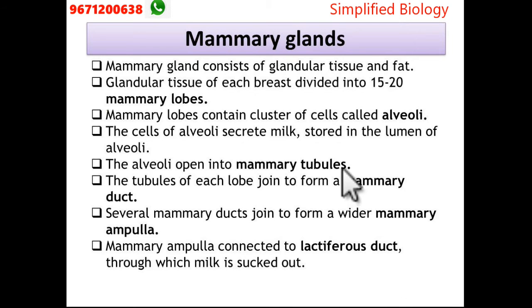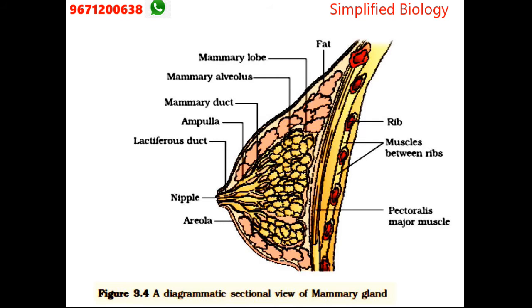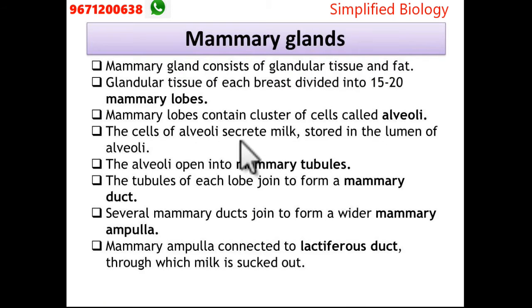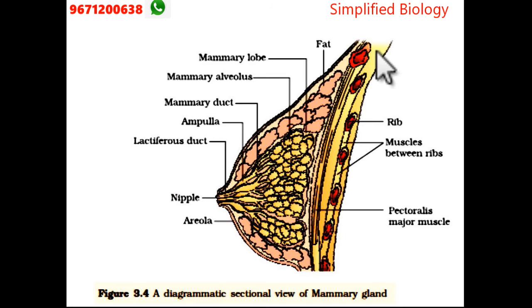Okay, come to the next point, the mammary gland. Clear? Here we are going into detail on the structure. The mammary gland consists of glandular tissue and fat. Which tissue is there? Glandular tissue. The coverings are the glandular tissue and the fatty tissue. Clear?